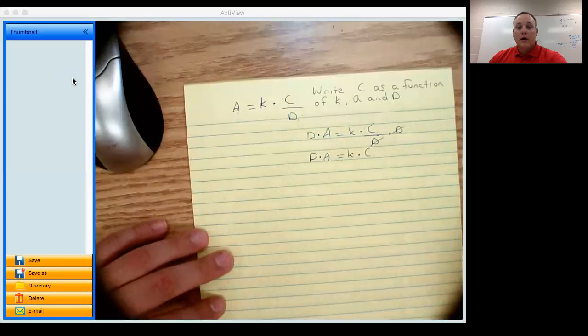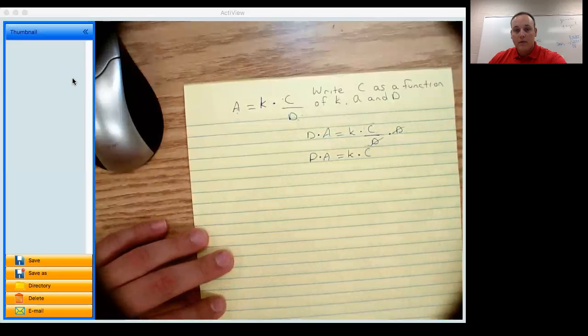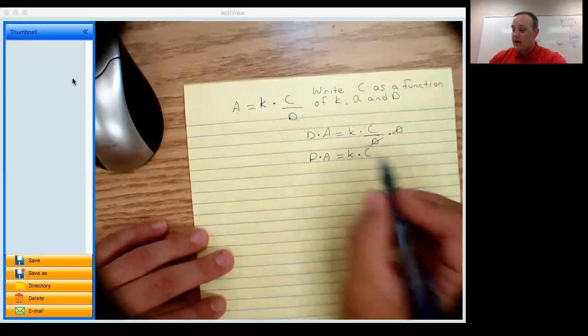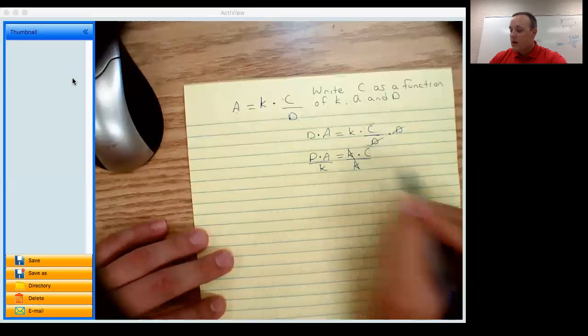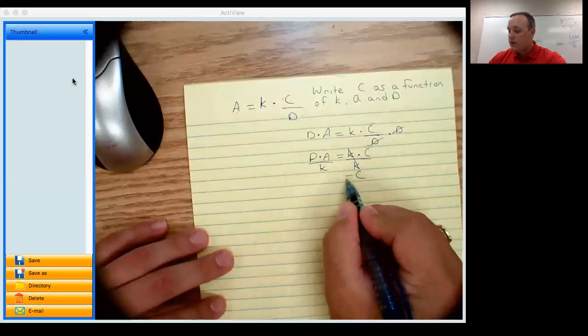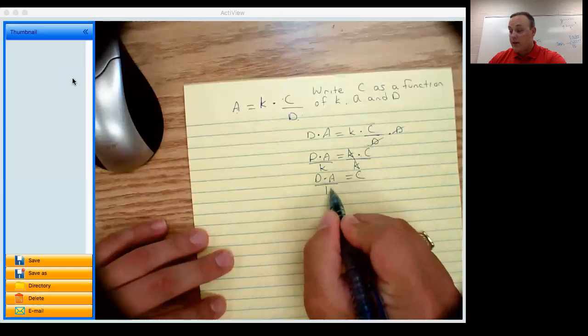So now I want to get C by itself still. How do I get rid of K? Divide by K. All right, so now I have C equals D times A over K. Isn't that just your answer then? Yeah, that is your answer.